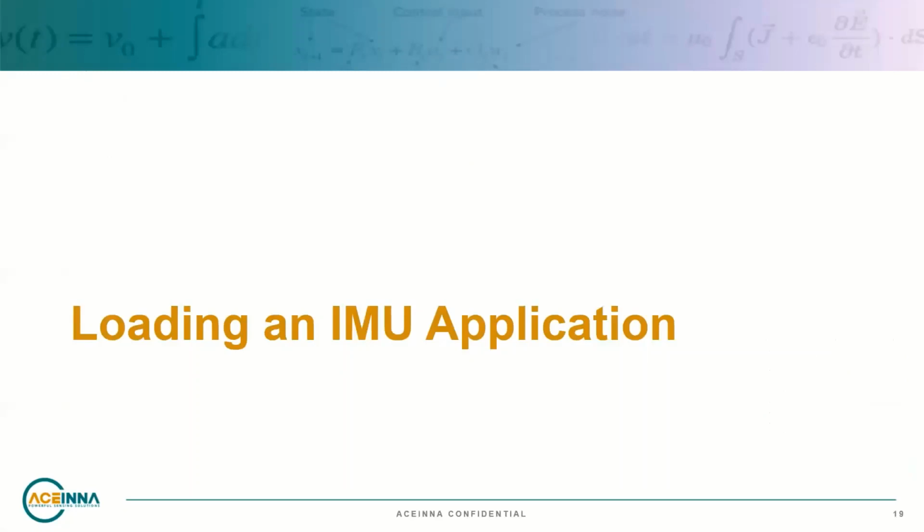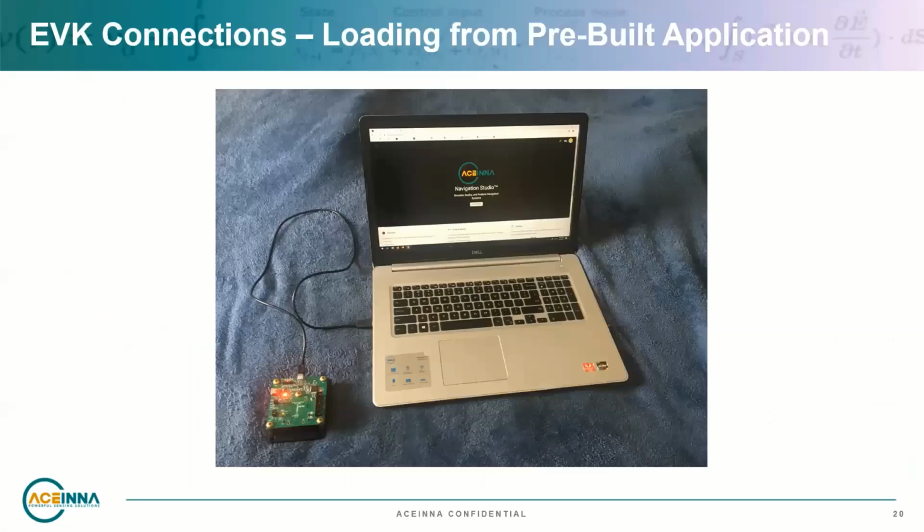Okay, so this section will describe the different ways of programming one of our IMUs. This first picture shows the connections required to upload one of our pre-built IMU applications using Navigation Studio. It's quite a simple connection. It's simply a USB from the PC to the J1 micro USB connector on the evaluation kit.